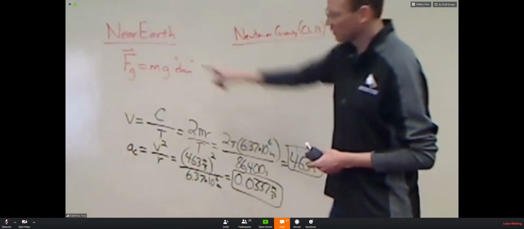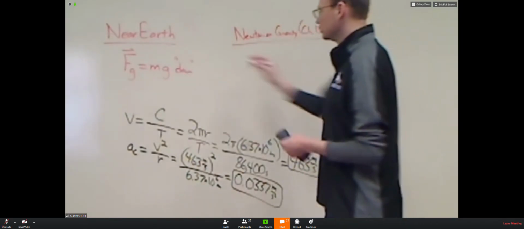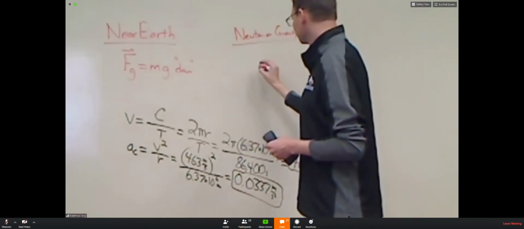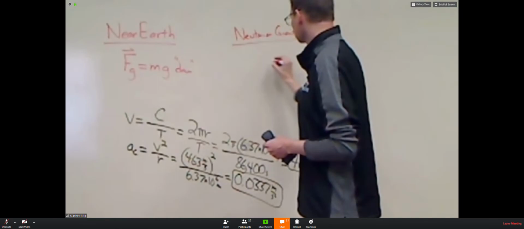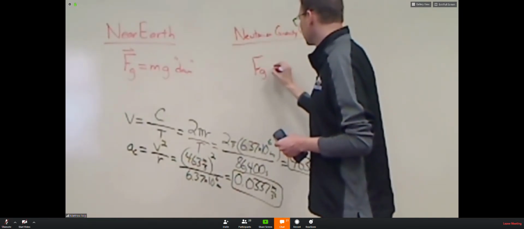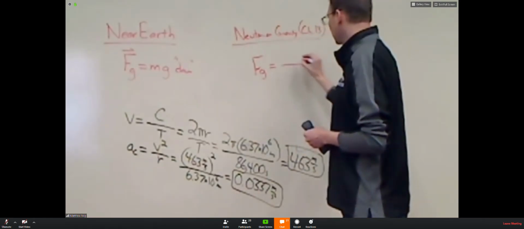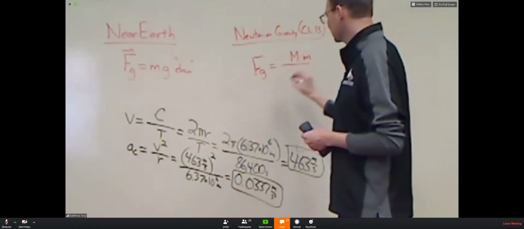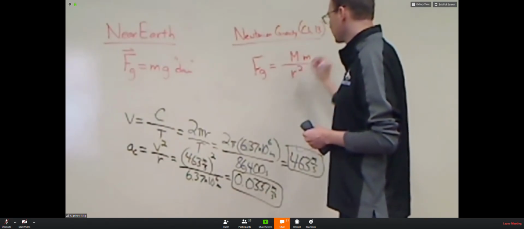What do you use in place of this? You don't use this. You do this. The force of gravity depends on how big one object is, how big the other object is, and how far apart the two objects are.